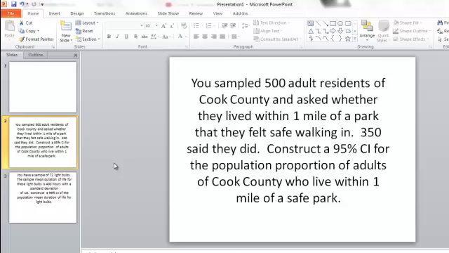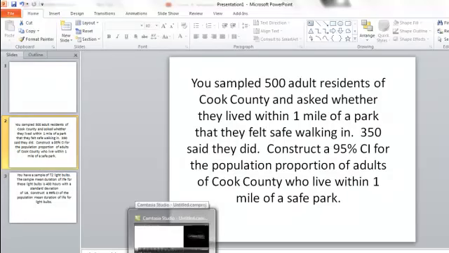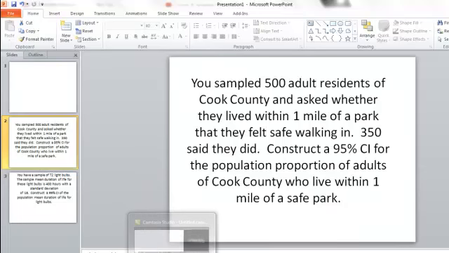All right, guys, here is a sample confidence interval question. You sampled 500 adult residents of Cook County and asked whether they lived within 1 mile of a park that they felt safe walking in. 350 said they did. Construct a 95% confidence interval for the population proportion of adults of Cook County who live within 1 mile of a safe park. Okay, so I'm going to keep that there so you can write down what you know. Write down all the things that this question tells you and get an idea of what it's asking for.